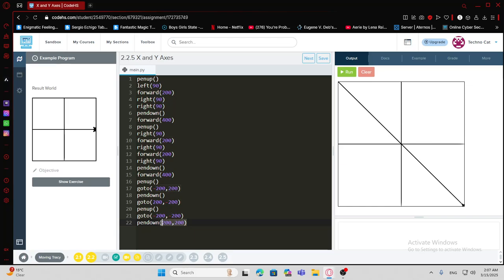Oof. Wrong place to put those parameters.